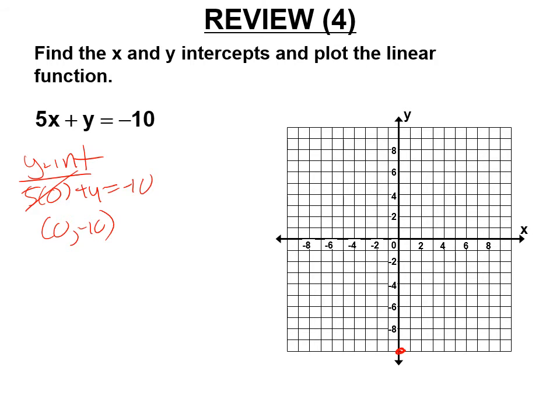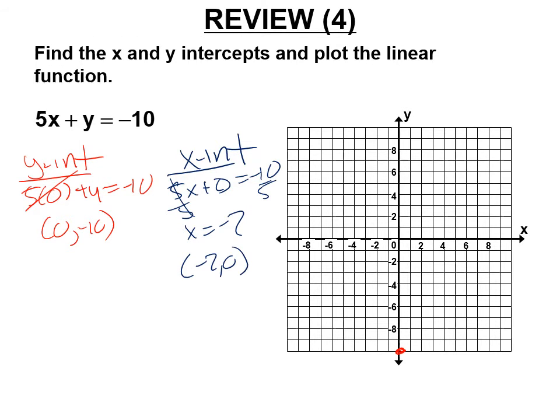The x-intercept, it has a y equal to 0. Divide both sides by 5. X equals -2. The x-intercept is (-2, 0). Okay. And, right, plot.